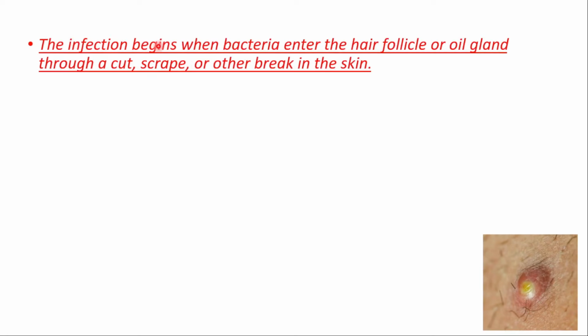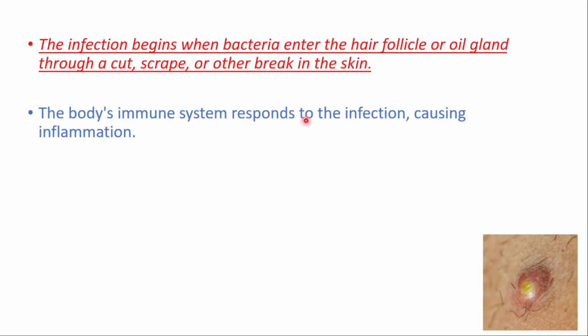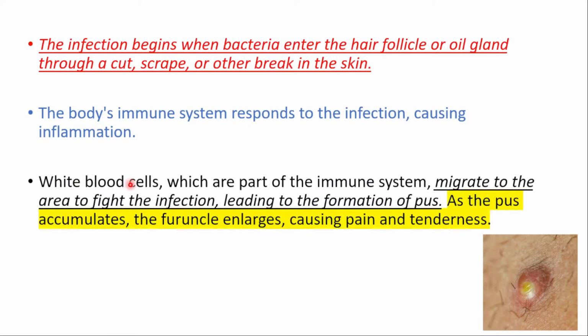The infection begins when bacteria enter the hair follicle or oil gland through a cut, scrape, or other break in the skin. The body's immune system responds to the infection, causing inflammation. White blood cells, which are part of the immune system, migrate to the area to fight the infection, leading to formation of pus. As the pus accumulates, the furuncle enlarges, causing pain and tenderness.